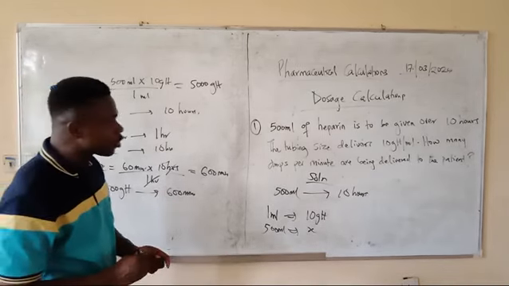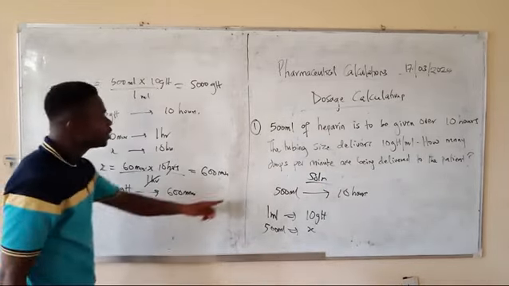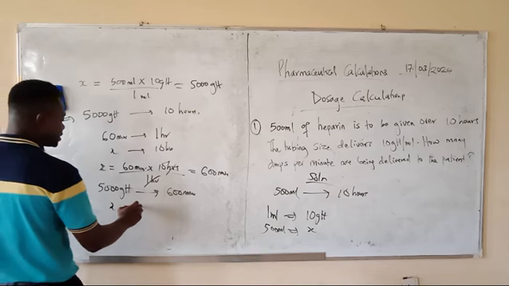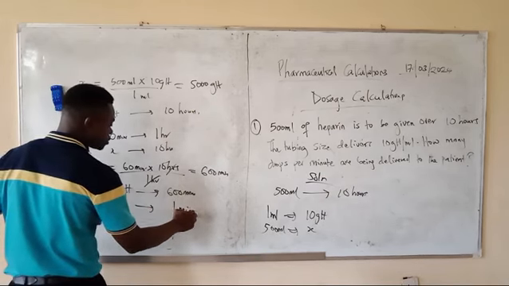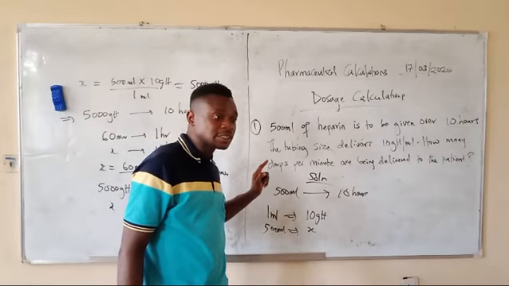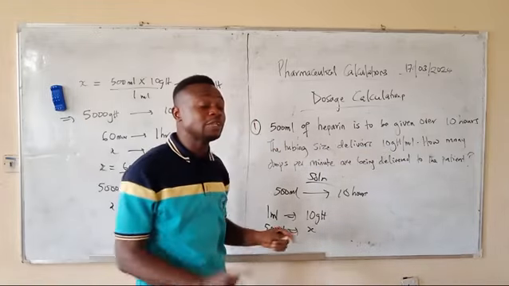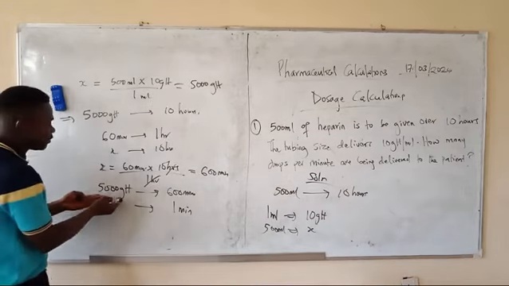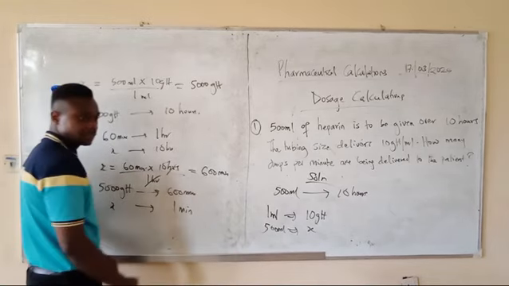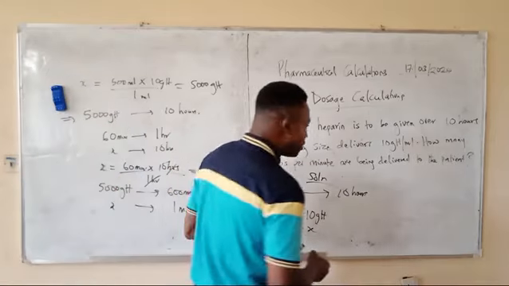But the question says how many drops per minute? Look up. The question says how many drops per minute. So let's now calculate how many drops will be delivered in a minute. Per minute means in a minute. So we don't know how many drops, right? In one minute. Drops per minute means how many drops in 1 minute. We already know that there are 5,000 drops in 600 minutes. So how many drops in 1 minute? So let's find how many drops in 1 minute.